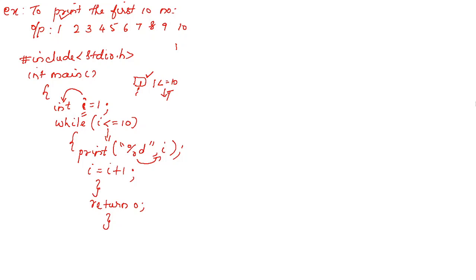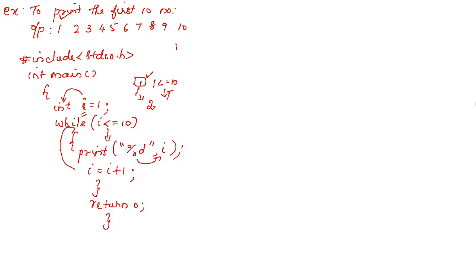Now after printing i, you have to do the updation. i is equal to i plus 1. What was the previous value? i is equal to 1. So now i is equal to 1 plus 1. Now i has become 2. So 1 plus 1 is 2, and that 2 will be assigned to i. So in the second iteration, the value of i will be equal to 2.